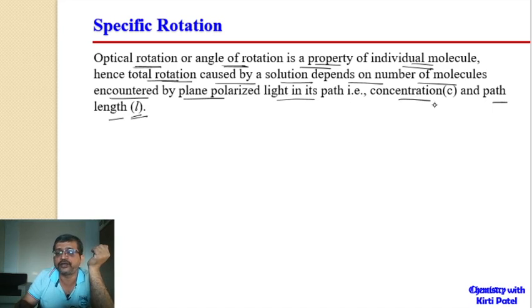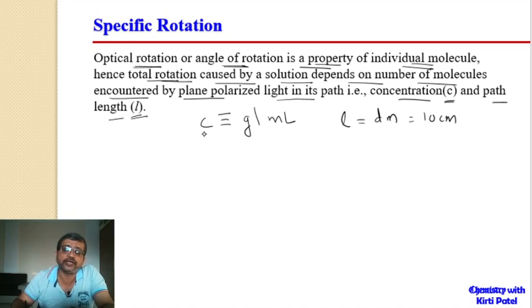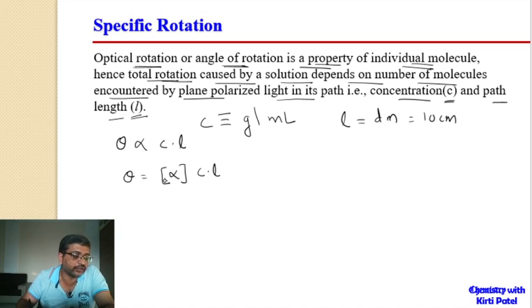If the path length is L and concentration is C, if C is expressed in terms of grams per ml per cm cube, and L is expressed in terms of decimeter, where a decimeter is equal to 10 centimeters, then theta, the angle of rotation, is proportional to C into L. Theta is proportional to C into L, or theta will be equal to some constant alpha into C into L.